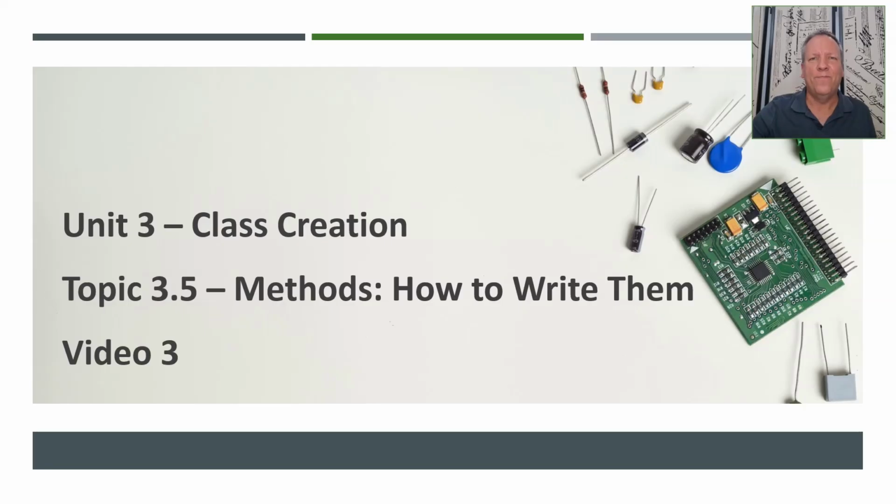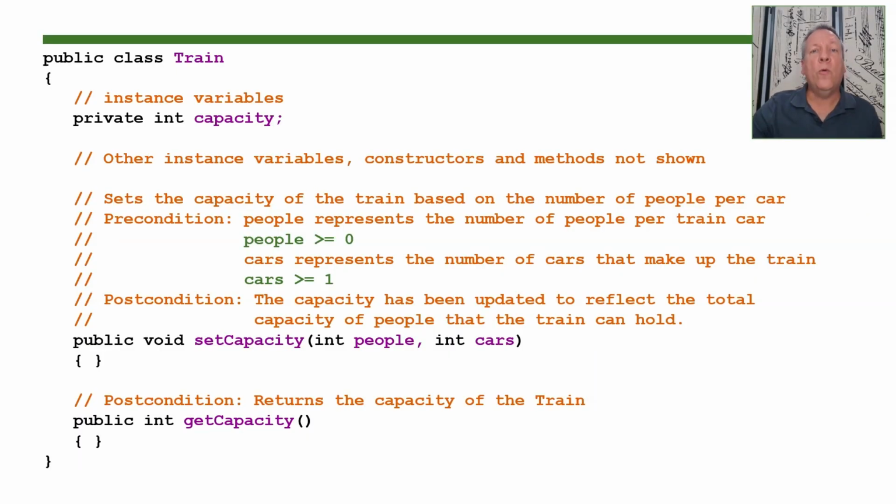Let's get started. For this video, we're going to use a class called Train. Train has an integer instance variable called capacity, which will represent the number of people that our train can hold. There may be other instance variables, constructors, and methods in this class that we're not going to focus on for the purpose of this video. We're going to write two methods of this class. First, we have a mutator method called setCapacity. This method will set the capacity of the train based on the number of people per car.